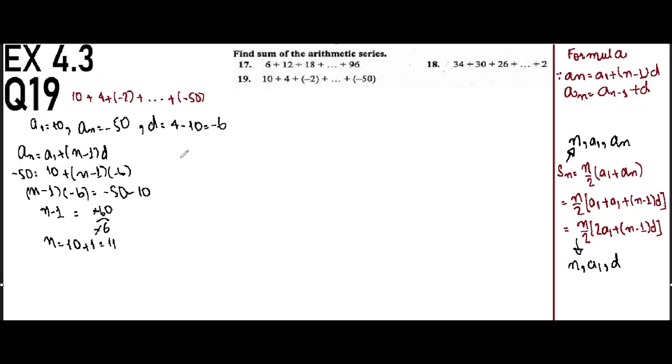So it is going to be Sn is equal to n by 2 into a1 plus an. It is equal to 11 by 2 into a1, which is 10, and an, which is minus 50, is equal to 11 by 2 into 10 minus 50, which is minus 40. So 2 minus 20s are minus 40, and minus 20 into 11 gives us 220. Minus 220.